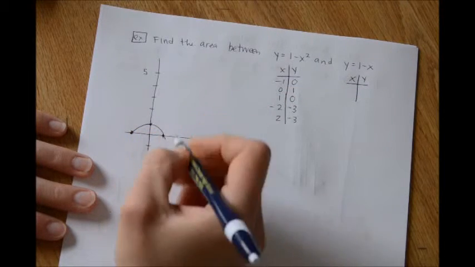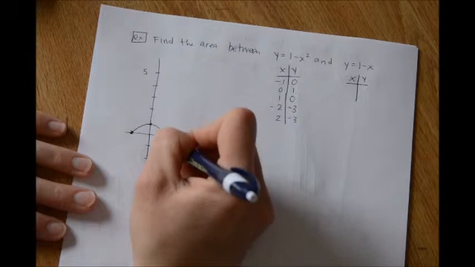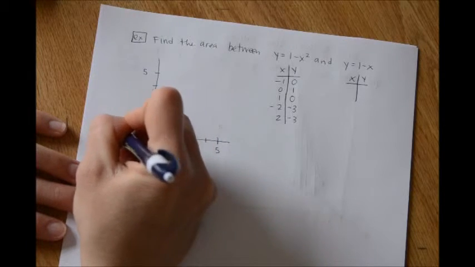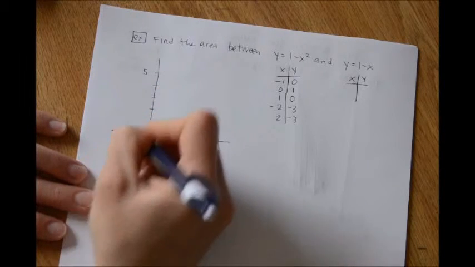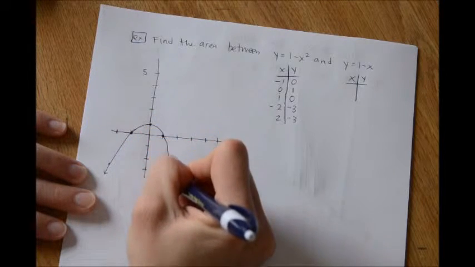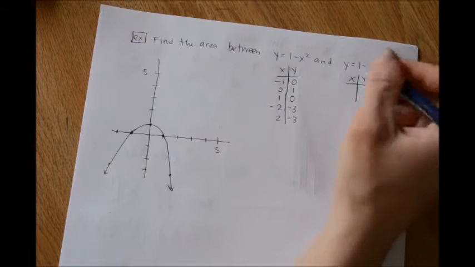So by the time it gets to x equals 2, it's all the way down here to -3. And x equals -2, it's all the way down here to -3 too. It just helps to see how steep you should be graphing based off of the graph that you started. Okay, so then this one, let's look here.